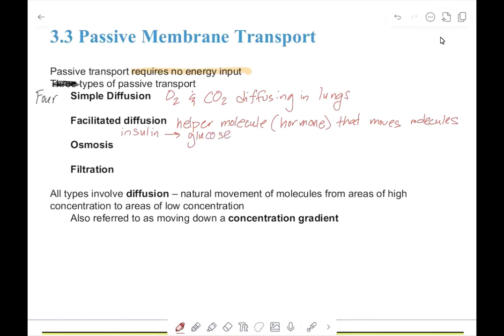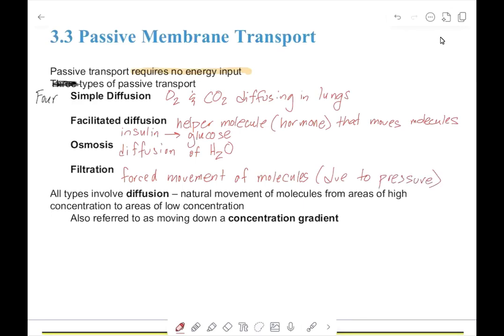The third type of passive membrane transport is osmosis, and that's simply the diffusion of water. And then the last one is filtration, which is the forced movement of molecules. It's the only one that's forced, and it is going to be due to pressure, like blood pressure. So the higher the blood pressure, the more filtration actually happens.